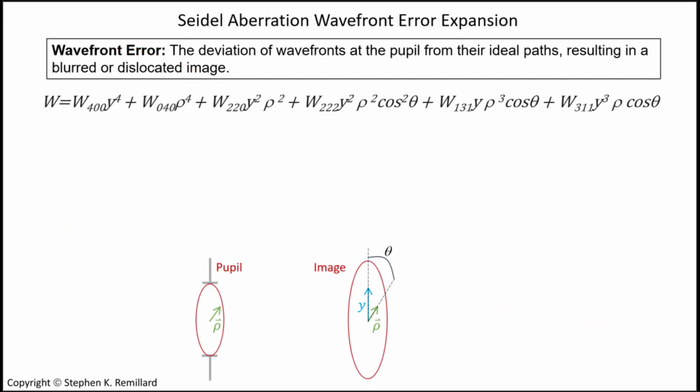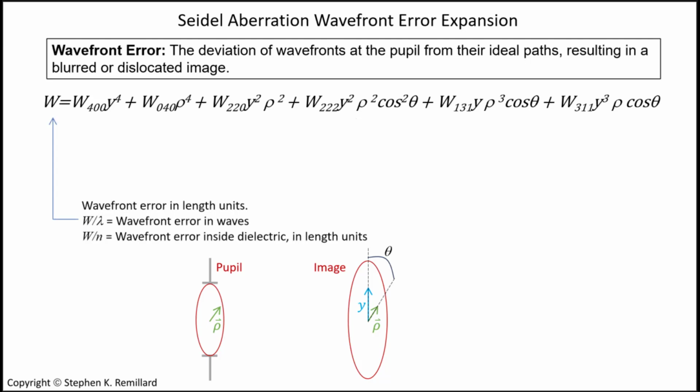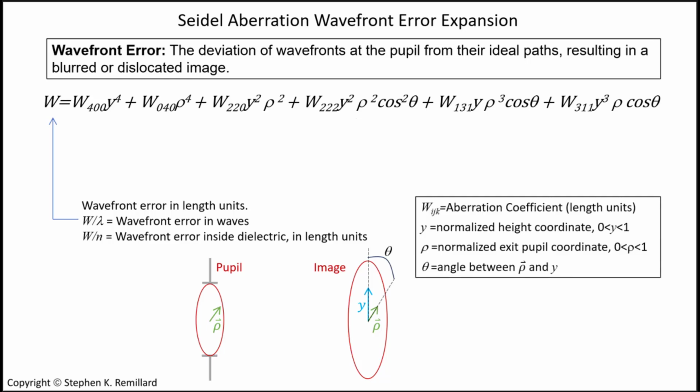Wavefront error is expressed to fourth order in this expansion, with each term representing a different monochromatic aberration. W is the optical path difference between the actual wavefront and an ideal spherical wavefront. This wavefront error accumulates over all the surfaces in an optical system. Y and rho are the normalized image height and exit pupil coordinates respectively, and theta is the angle between them. Each term in the wavefront error expansion includes the variables y, rho, and cosine theta, along with an aberration coefficient.